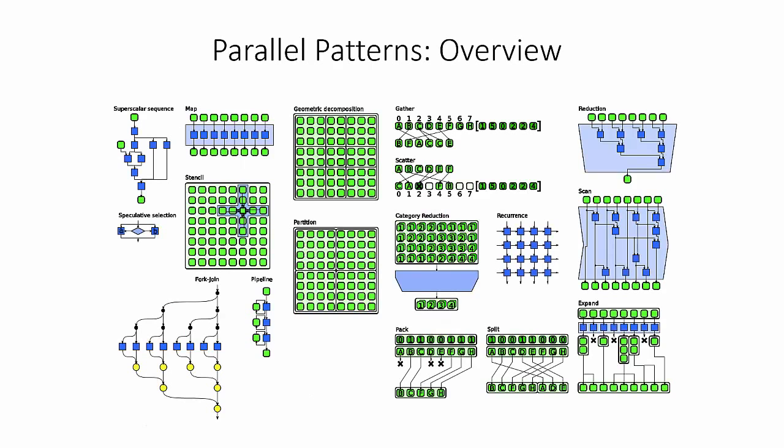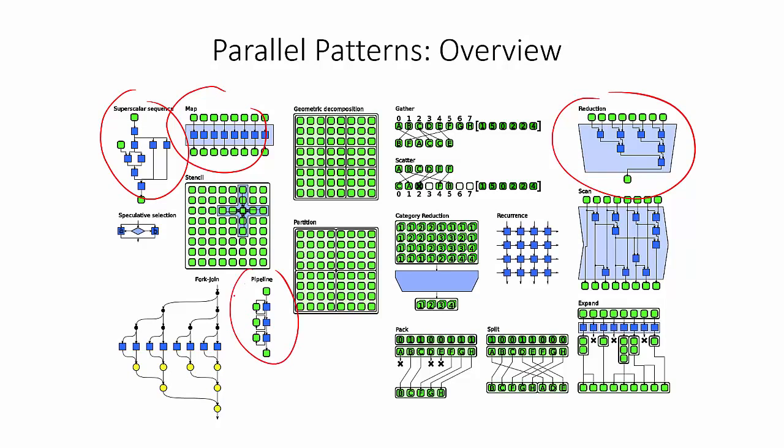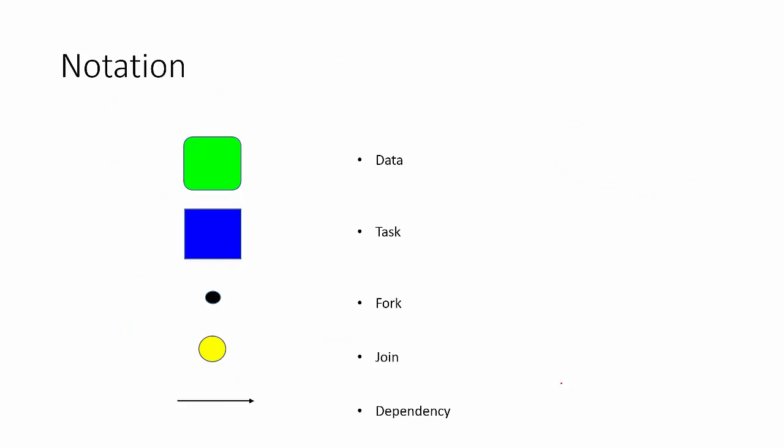And here's just an overview of a few patterns, and we'll deal with a few of them in this course. In particular, we're going to deal with map, superscalar, reduction, pipeline and fork join, and probably also geometric decomposition and partitioning. But we'll see.